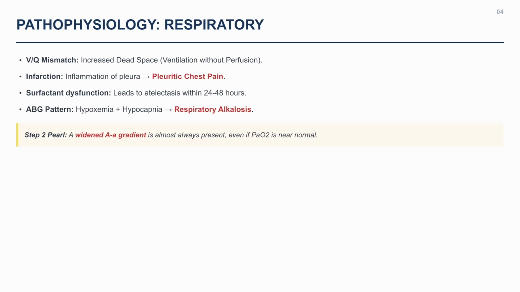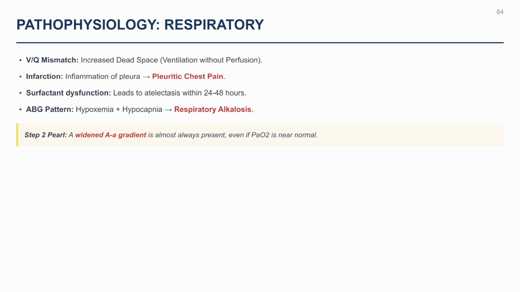When a clot obstructs the pulmonary artery, it creates a VQ mismatch. Specifically, increased dead space, where ventilation occurs without perfusion. If the clot causes infarction, pleural inflammation leads to pleuritic chest pain. Within 24 to 48 hours, surfactant dysfunction causes atelectasis.